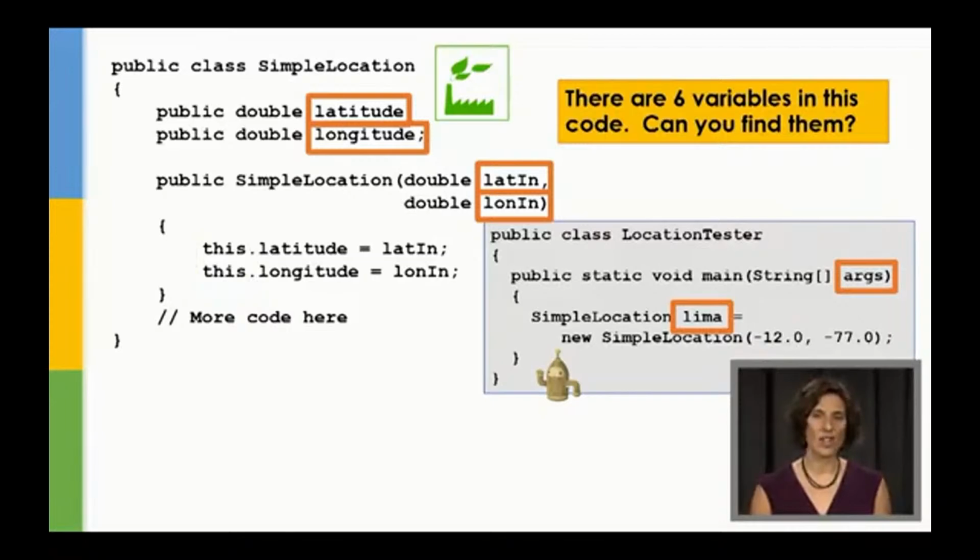There's latitude and longitude, which are the member variables in our simple location class. There's lat_in and lon_in, which are the parameters to our method, to our constructor. And then over in our main method, there's lima, which is our simple location object, and then that tricky one, which is the parameter to the main method, args.